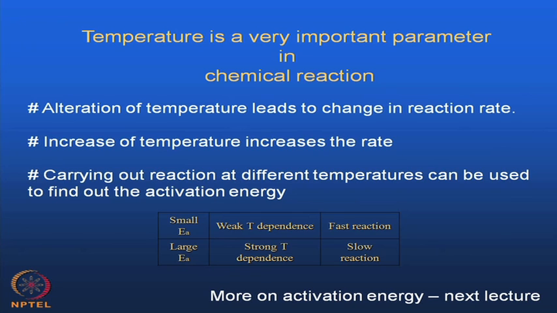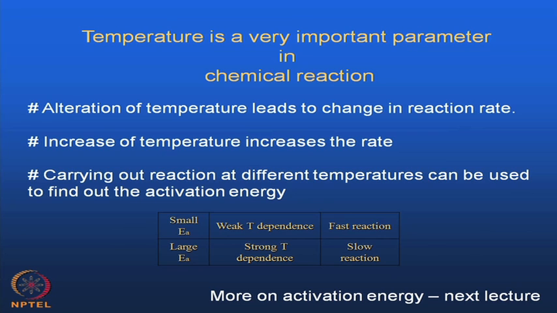So, what we have learned in this lecture is that temperature is a very important parameter in a chemical reaction. Remember, I started with this: in a chemical reaction, or any chemical process, or in physical chemistry, temperature is a very important thing. Okay. Because you will be finding that temperature changes many things, many means most of the thermodynamic parameters. So, alteration of temperature leads to a change in reaction rate and of course, rate constant. Increase of temperature increases the rate.